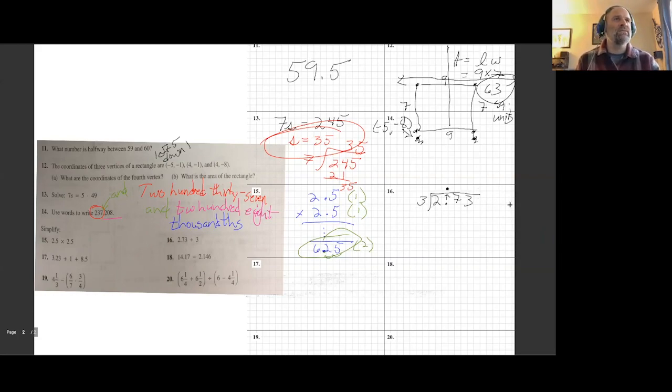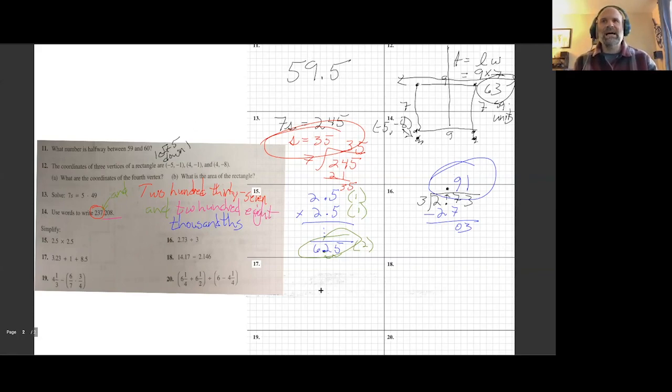3 doesn't go into 2, but it goes into 27 9 times. 9 times 3 is 27, subtract, 0, bring down 3. 3 goes into 3 one time, boom, you're done. Moving on. Does that make sense? That's okay, right? Don't forget that decimal.